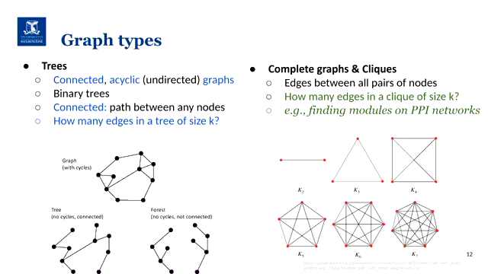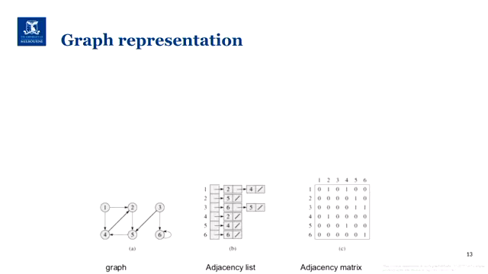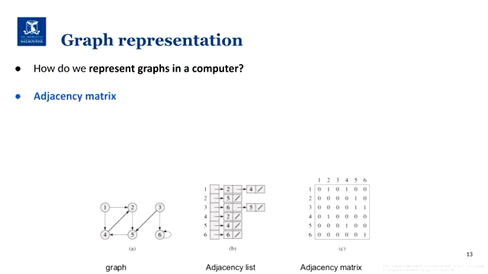And then the number of edges in a clique is the total number of possible edges, n times n minus 1 divided by 2. But the next question is then, how do you represent these graphs in a computer? And the number of edges, of course, will define what's the best approach to do that. And basically, we can divide this into different approaches.